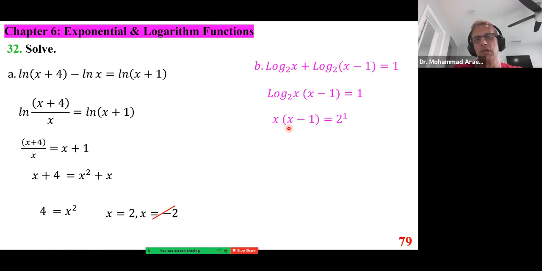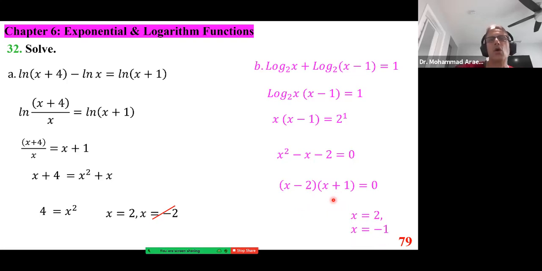Distribute x squared minus x equals 2. Subtract the 2, bring them to the same side, factor, and solve. So x minus 2, x plus 1, there are two answers. X is either 2 or negative 1.